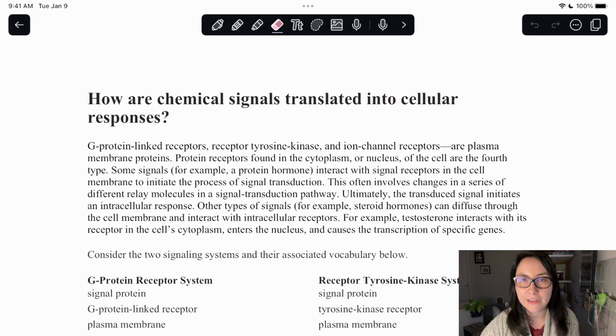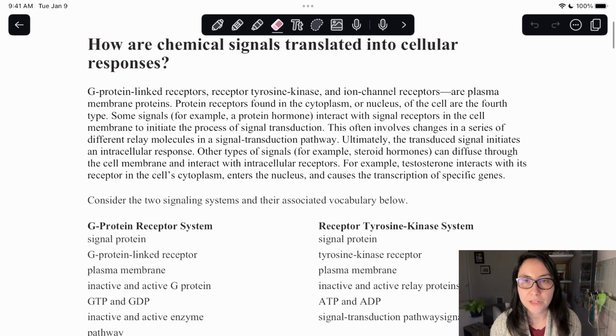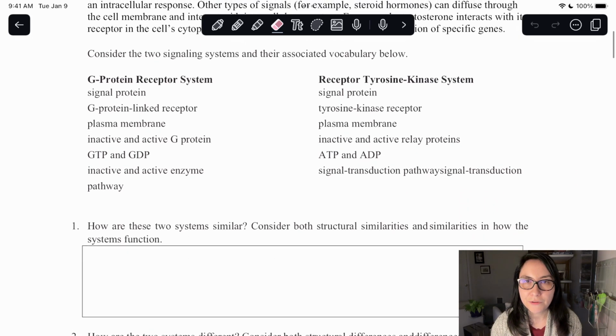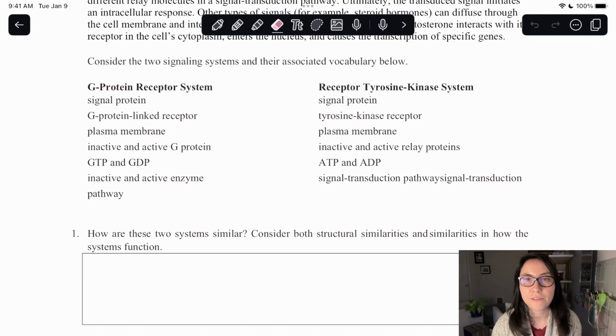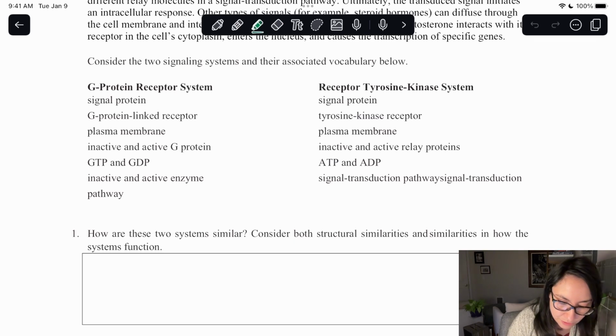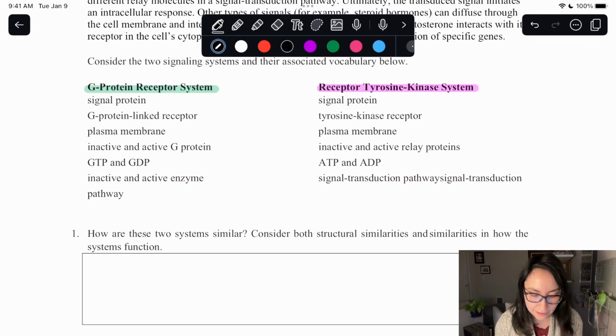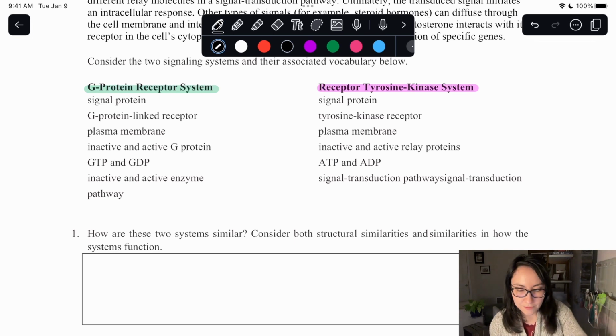Let me go ahead and exchange this scene for this one, and hopefully you guys can see the screen. This is a long block of text that we can just go ahead and skip through. The main thing I want you to focus on here is that it's saying consider the two signaling systems and their associated vocabulary below. You have on the left something called your G protein receptor system, and on the right you have your receptor tyrosine kinase system. And the first question here is asking, how are these two systems similar?